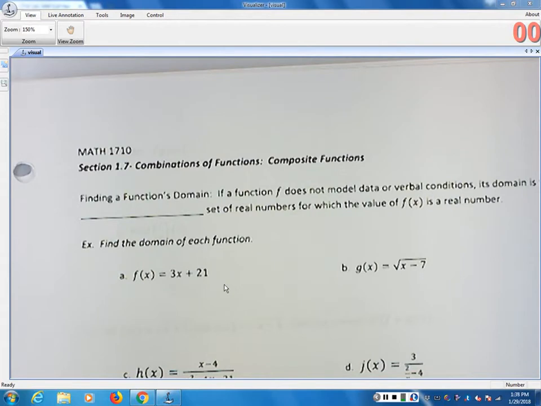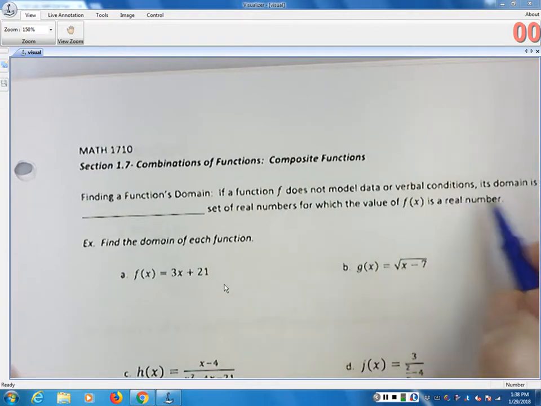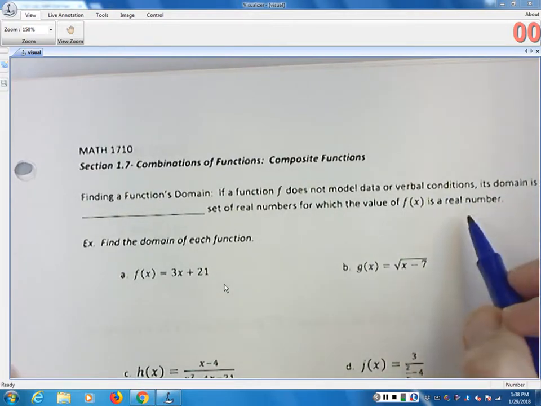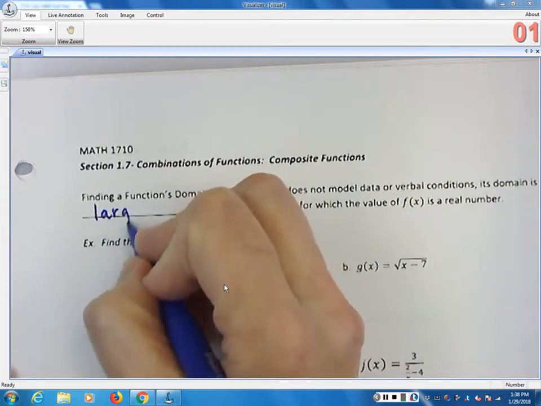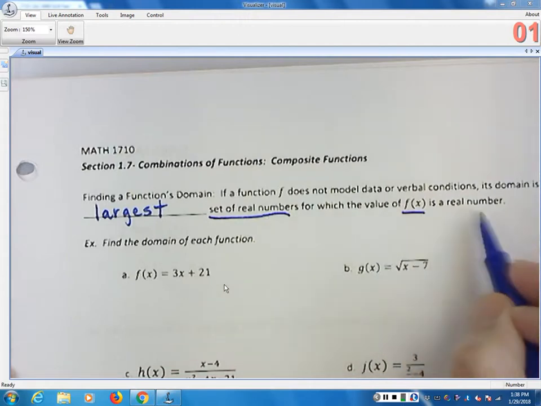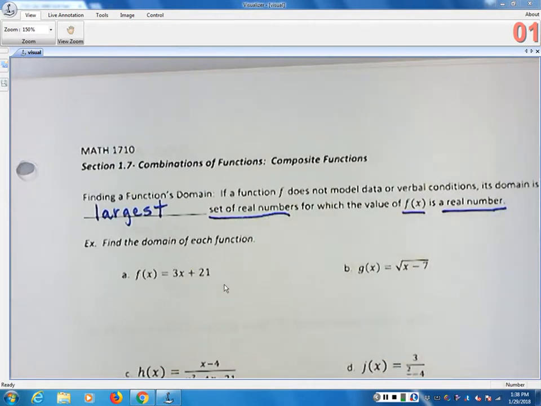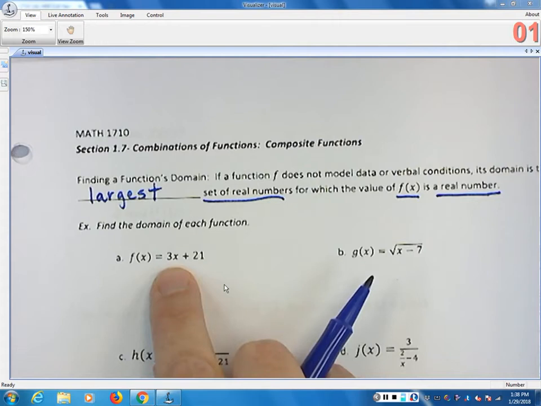So when we find a function's domain, if a function f does not model the data or verbal conditions, its domain is the largest set of real numbers for which the value of f of x is a real number. So, you've got to have real numbers.